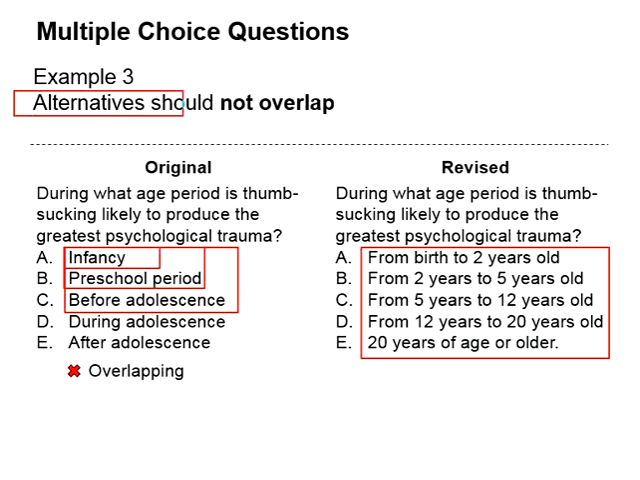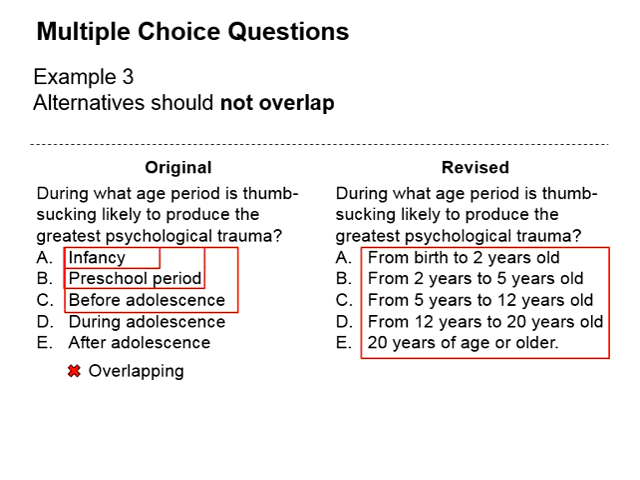Third, the alternatives should not overlap. This is to minimize the ambiguities and arguments about the correct answers. What does it mean by not overlapping? If you see the alternatives here, you have infancy, preschool period, before adolescence. If you are talking about the preschool period, this is inclusive of infancy. And if it is before adolescence, the preschool period and infancy are also included. Let's say now the answer is infancy. This makes alternatives A, B, and C all correct.